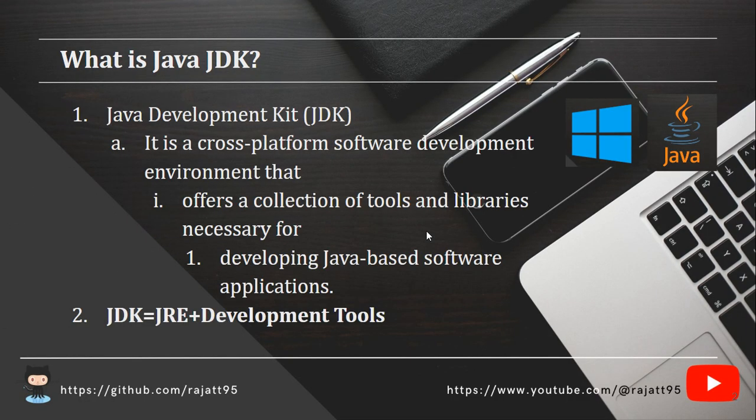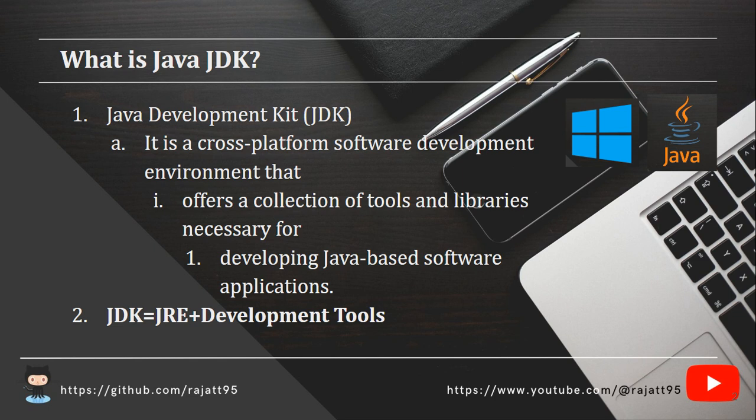So, what is Java JDK? JDK stands for Java Development Kit. It's a cross-platform software development environment that offers a collection of tools and libraries that are necessary for developing Java-based software applications. When we are working as a Java programmer and using the Java programming language for developing some application, we need Java JDK, not Java JRE.